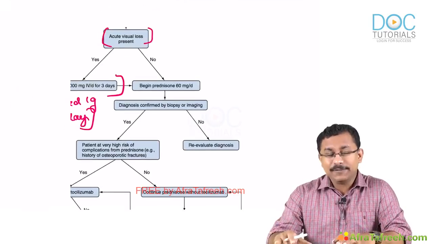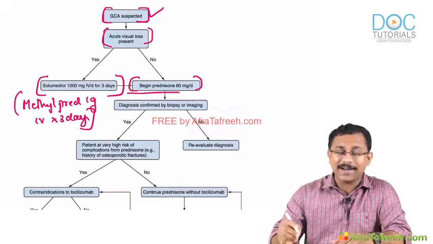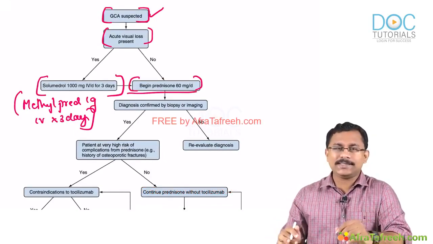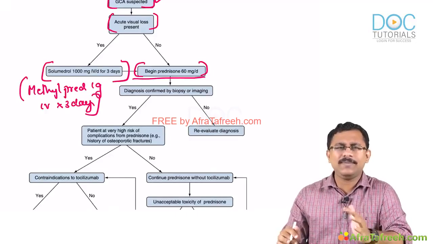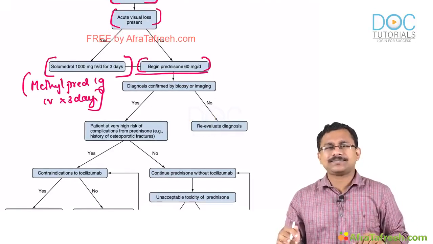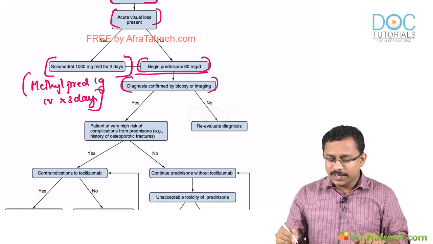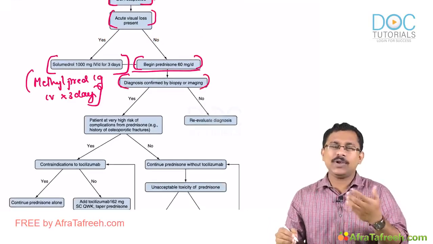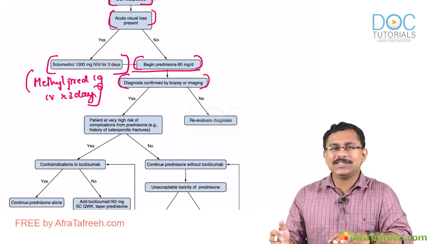Now if the patient is not having a visual loss, then you can start the patient on oral steroids. 1 mg per kg, roughly around 60 milligram or 50 milligram you can start off with, and you start the patient on steroids, and then you can go for a biopsy. If the biopsy is showing evidence for giant cell arteritis, you can continue with the steroids.